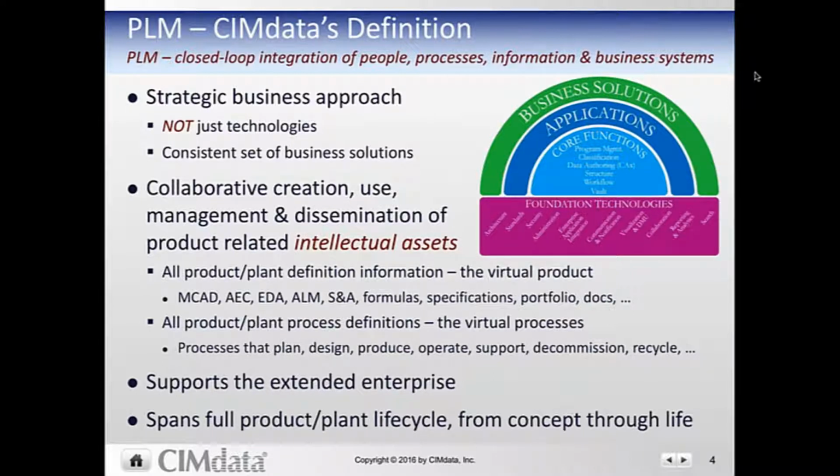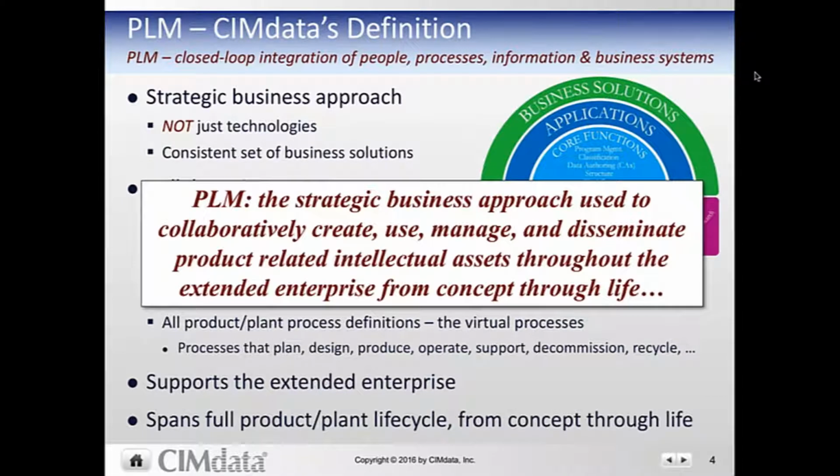And we've talked about it as closed loop integration of people, processes, and information, and then the business systems related to that. And that's actually a definition that we've had for at least 10 years now. And it's around this collaborative creation, management, use, and dissemination of product-related intellectual assets. So this is a strategic business approach. And if you look at this definition, it is an extended enterprise definition.